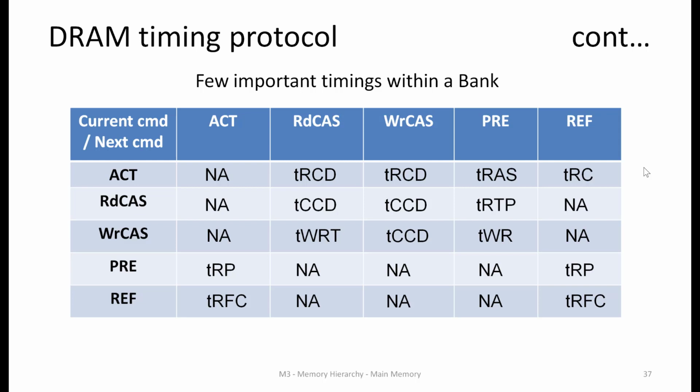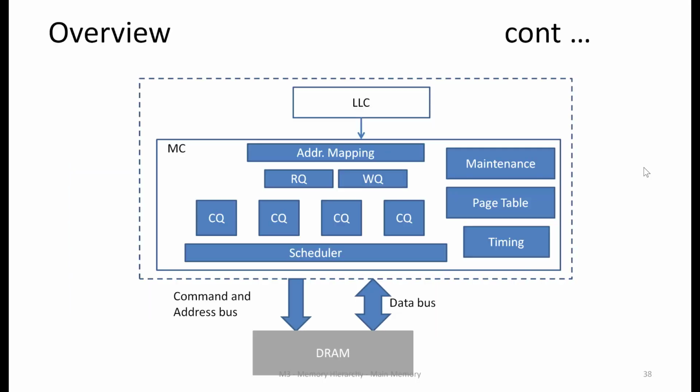Now imagine such a protocol across banks of the same rank, across ranks of the same DIMM. So the DRAM memory controller needs to keep all these timing constraints in mind, which forms its timing protocol. That is another job of the memory controller, the timing block.